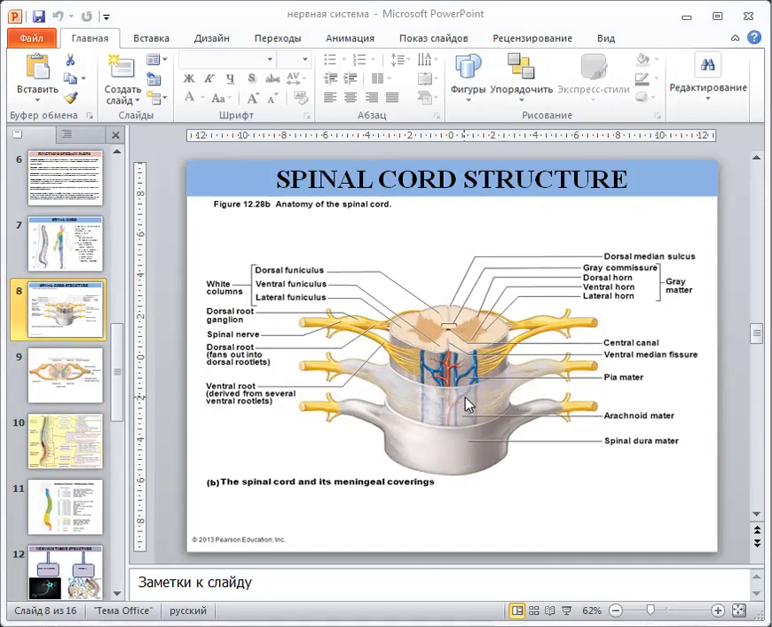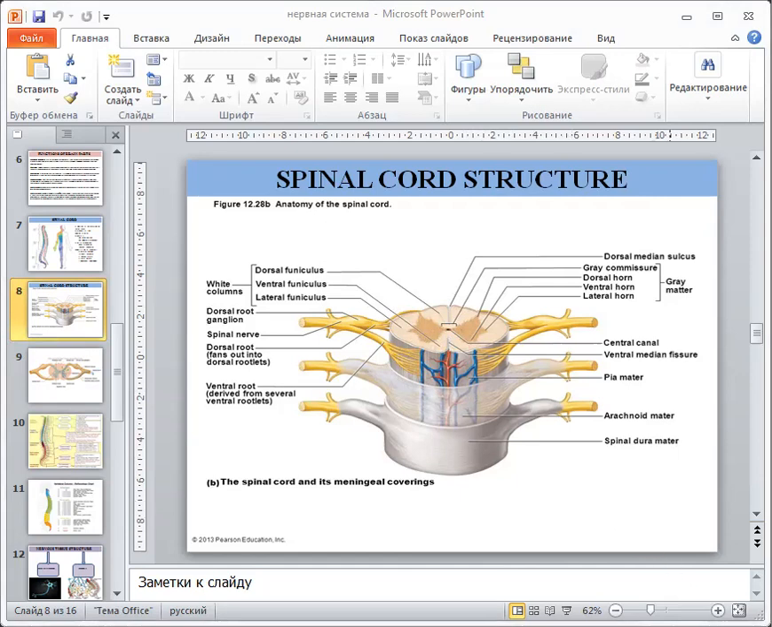The medium shell is the arachnoid shell. It is a thin, transparent, avascular sheet. Between the hard shell and the arachnoid shell, there is the subdural space. The internal shell is the soft shell, which is covered by endothelium and contains blood vessels. Between the arachnoid and soft shell, there is the subarachnoid space.